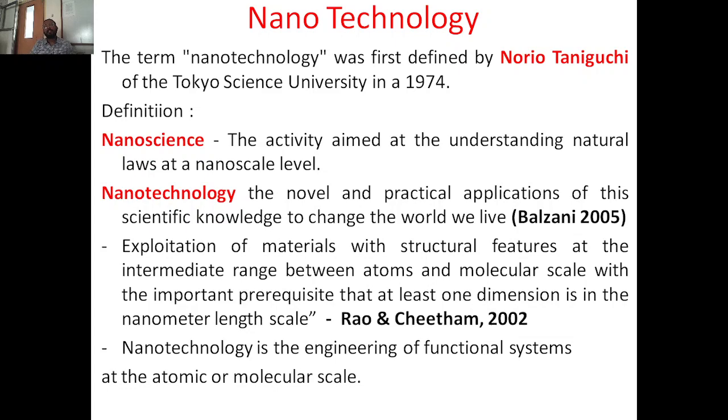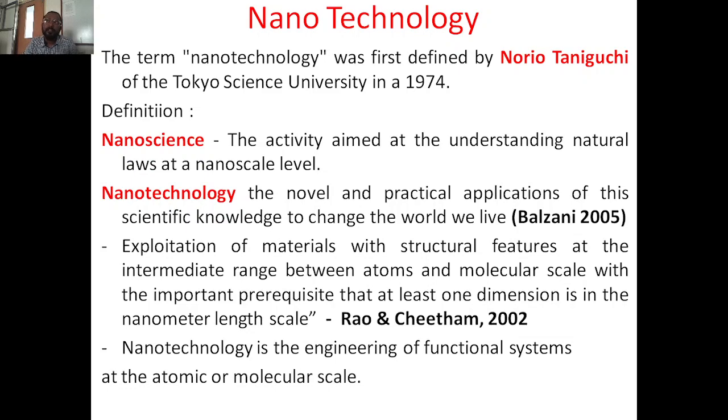So when a material is reduced to less than 100 or 200 nanometers, usually every property changes. That was the take-home message from the previous class. In this class, we discuss the different terminologies like nanotechnology, nanoscience, and nanomaterials, and how exactly all these things started.